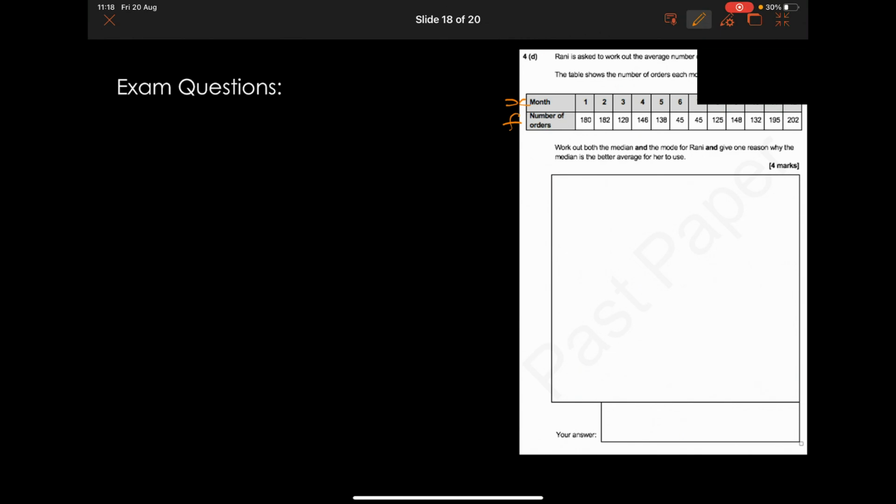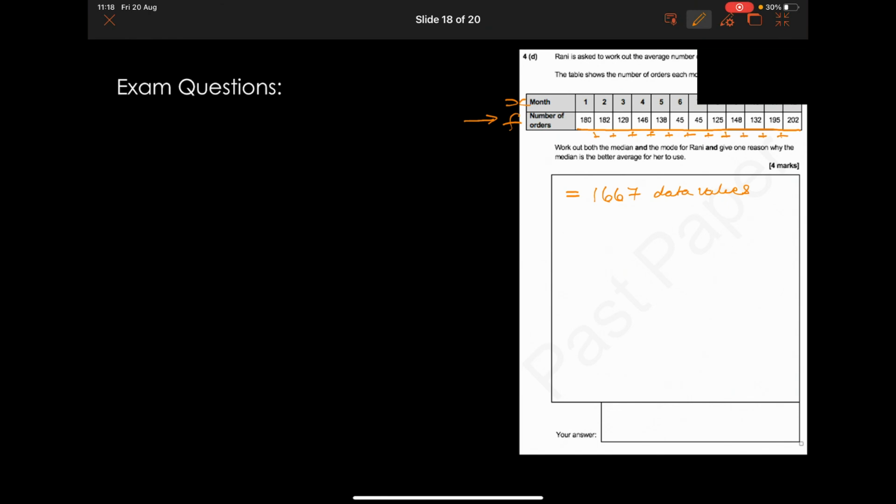Okay, so for this one, first of all, it says to work out the median and the mode. Now then, the median, remember, is the middle of the data set. And when we've got a frequency table like this, we need to make sure we know how many pieces of data there are, which means we need to add all of those together. Okay, so if I add all of these together, it actually gives me a value of 1,667 pieces of data.